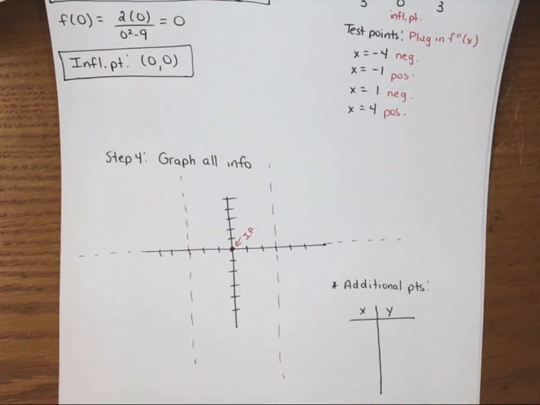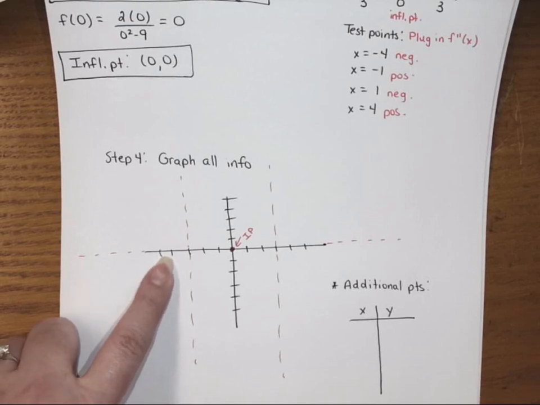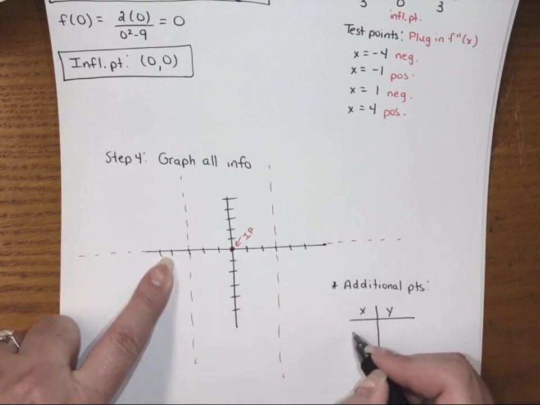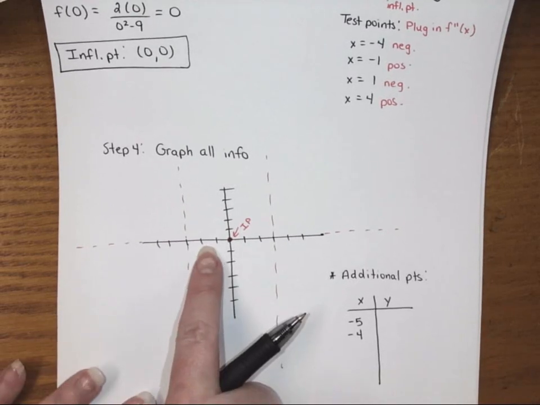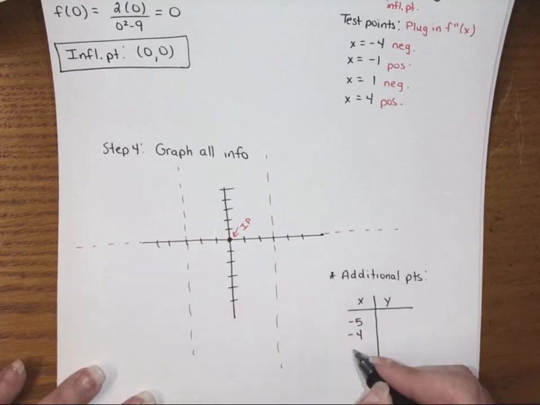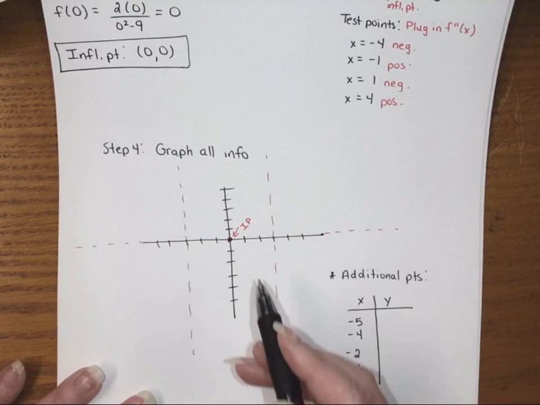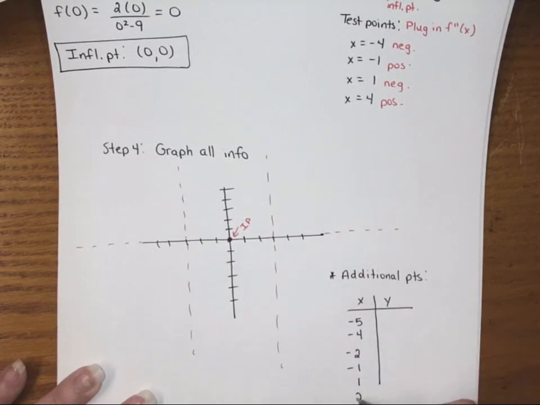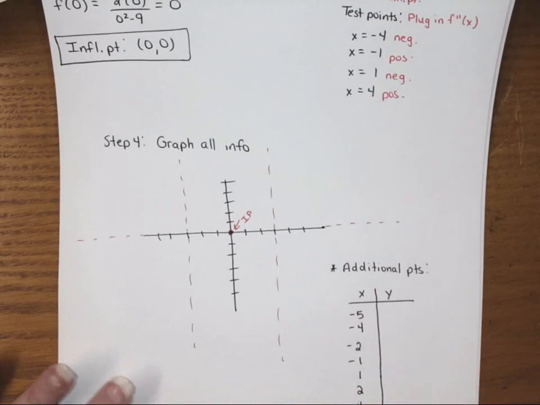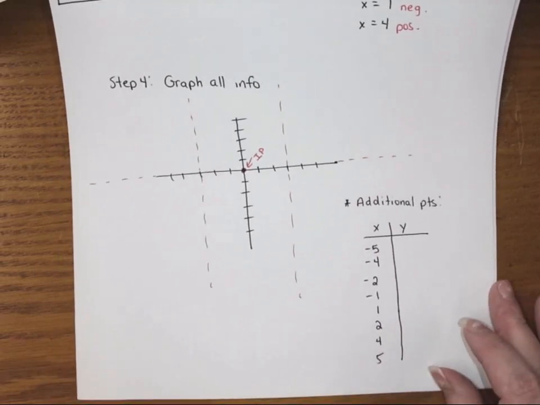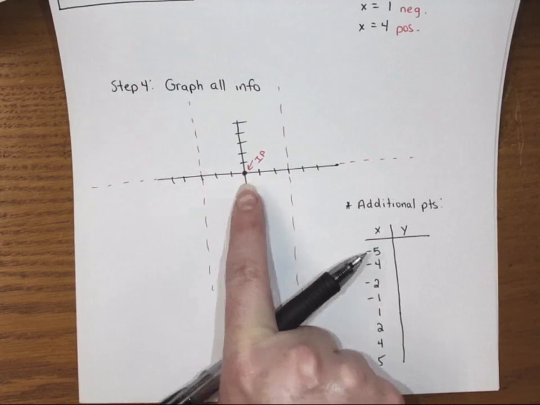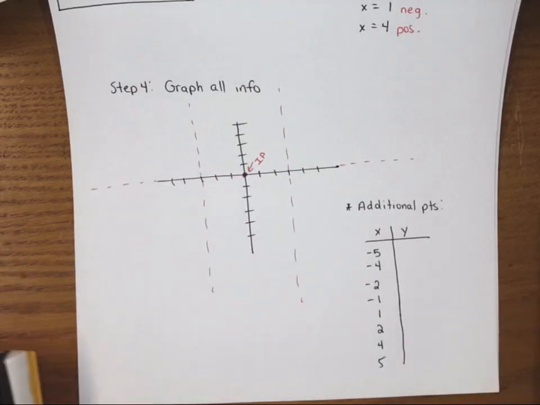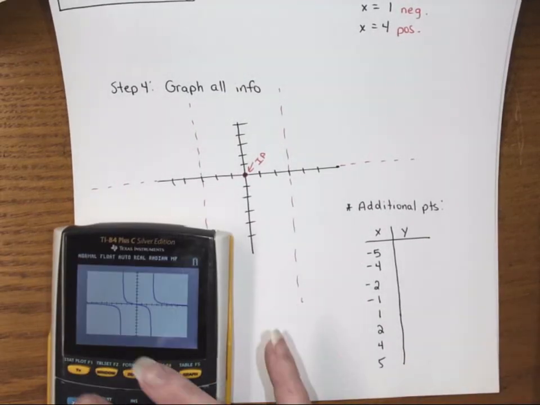So I need a lot of points, notice. I need to know what it's doing in lots of different places. I need to know what it's doing over here, probably at -5 and -4. I probably even need to know what it's doing here, maybe at -2, -1. I need to know 1 and 2 probably. And then on this other side, I need to know 4 and 5. Notice I'm asking you to list a lot of points because I just didn't get a lot of information from this graph. So let's go to our calculator.